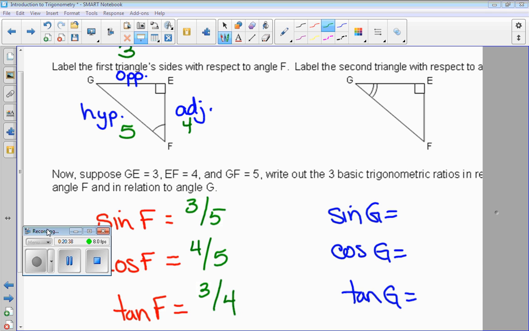Notice I have G. It's the sine of your angle G, the cosine of your angle G, the tangent of your angle G. So you're always taking the sine, cosine, and tangent of an angle. I don't know what that angle is here, so I'm just labeling it with a letter. Okay? So let's label O, H, and A.